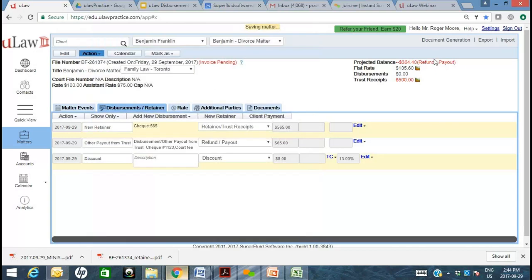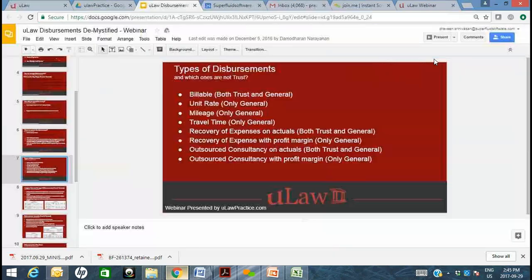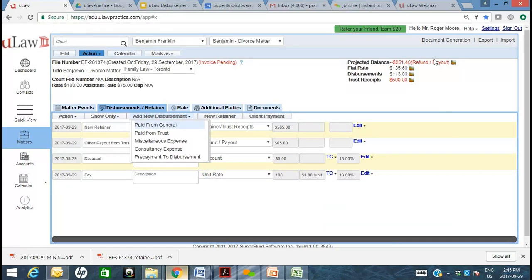Okay, so you're going to notice now, obviously, the projected balance comes down by 100 and change with taxes. So it's 100 plus the taxes. Let's move on to our next example. So we've looked at a unit rate. Let's look at mileage as an example. So let's go ahead and do the same thing.